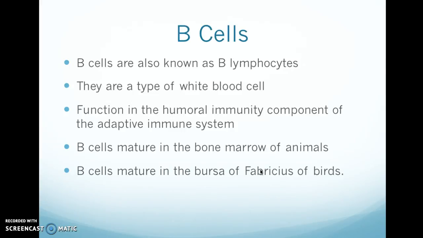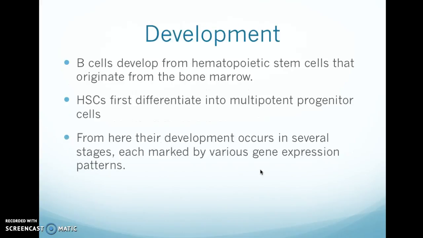And in mammals, B cells mature in the bone marrow. In birds, B cells mature in the bursa of Fabricius, which is a lymphoid organ. And that's enough about the background of B cells.